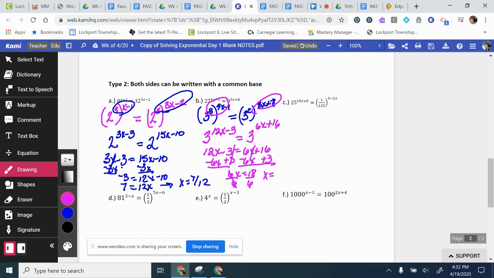And if you don't know the division, you just grab your calculator and take 18 divided by 6, and you'll get 3.